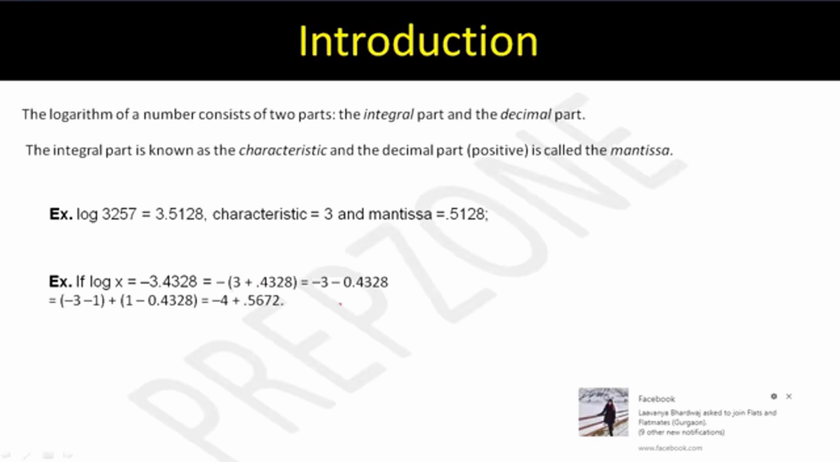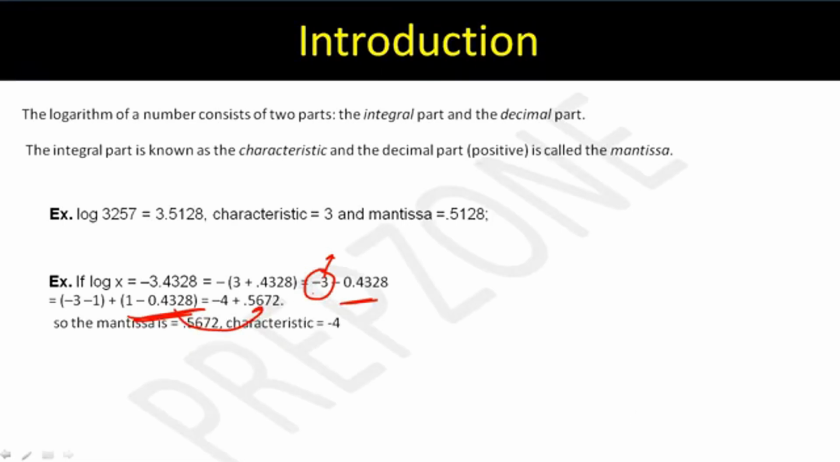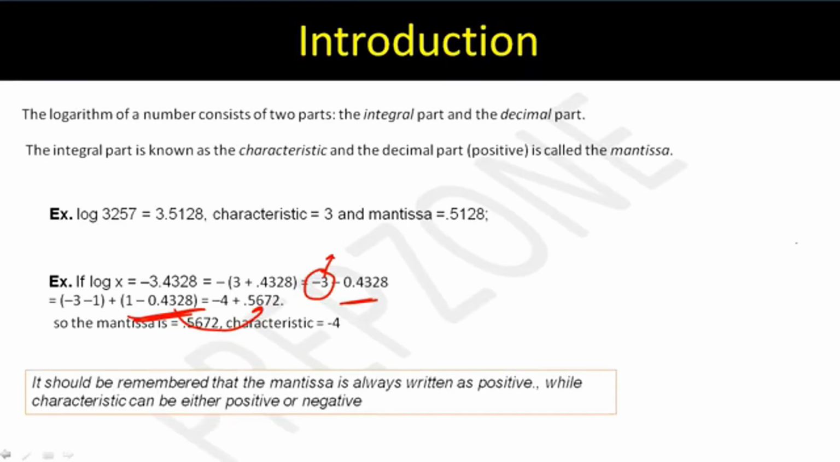Minus 3 minus 0.4328. I'll do a plus 1 minus 1. So my characteristic will become minus 3 minus 1, and the mantissa will become simply 1 minus 0.4328. Now this is a very simple calculation you have to do, guys. So the mantissa is 0.5672 and the characteristic is minus 4. So guys, the main crux of this slide is that the mantissa is always positive, while the characteristic can be either positive or negative.